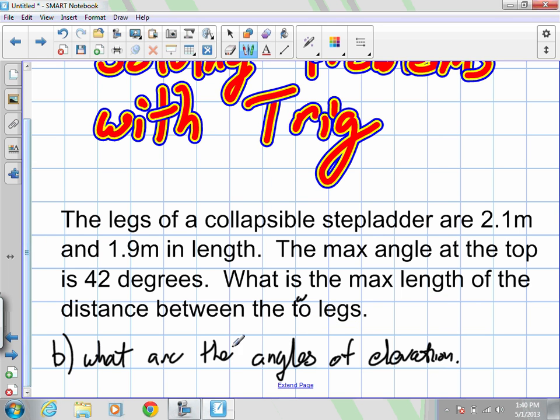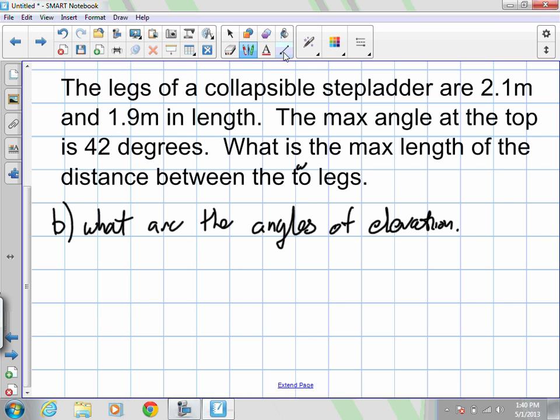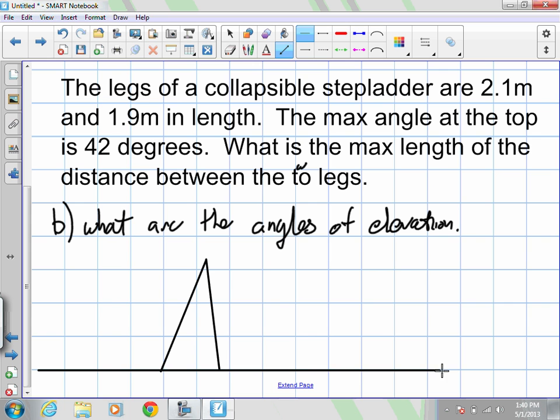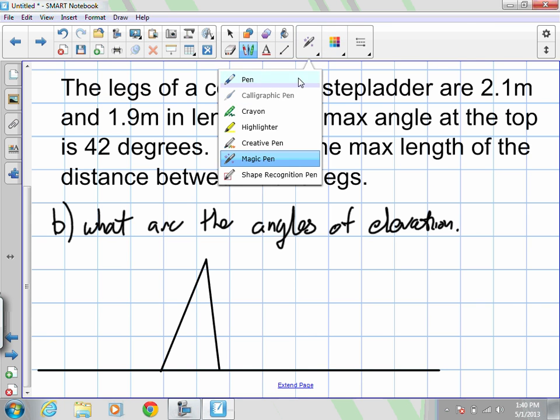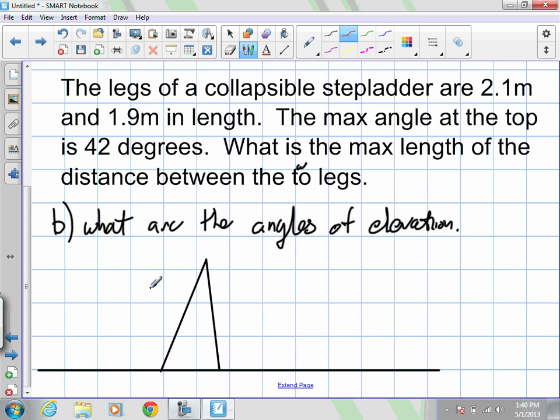What we're going to do here is try to set up a diagram of a step ladder. Now, our step ladder is going to look something like this. We know that one leg is a little longer than the other, and it's obviously standing on the ground. We'll go with the assumption that this is the longer leg of 2.1 meters, and this leg is 1.9 meters.